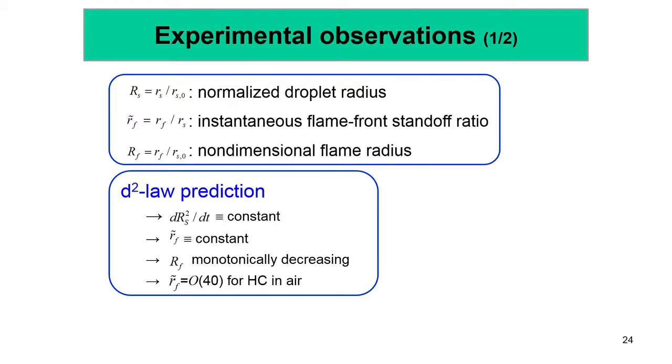So let us find out the experimental observations. If we define the normalized radius as Rs by the initial radius, and RF tilde as the instantaneous flame radius, the non-dimensional flame standoff ratio, then the d-squared law prediction says that dRs squared by dt should be equal to a constant, small rf tilde should be equal to a constant, and capital RF should be monotonically decreasing, and small rf should be order of 1 for hydrocarbon in air.